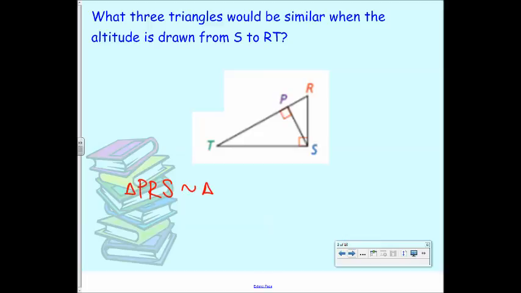PST, good. Because again, she went from this right angle to the shortest side, so then we start at this right angle and go to the shortest side. And then the last one in our big triangle would be what? SRT.